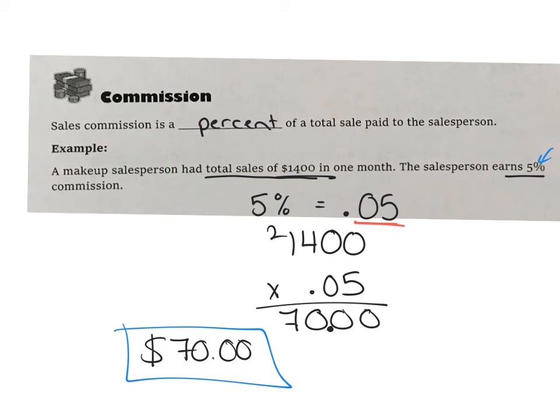So if you notice in all of these problems, we are multiplying because we're finding a part. And when we're finding the part, we can change our percents to decimals and just multiply, which is what you are going to do today on your practice.